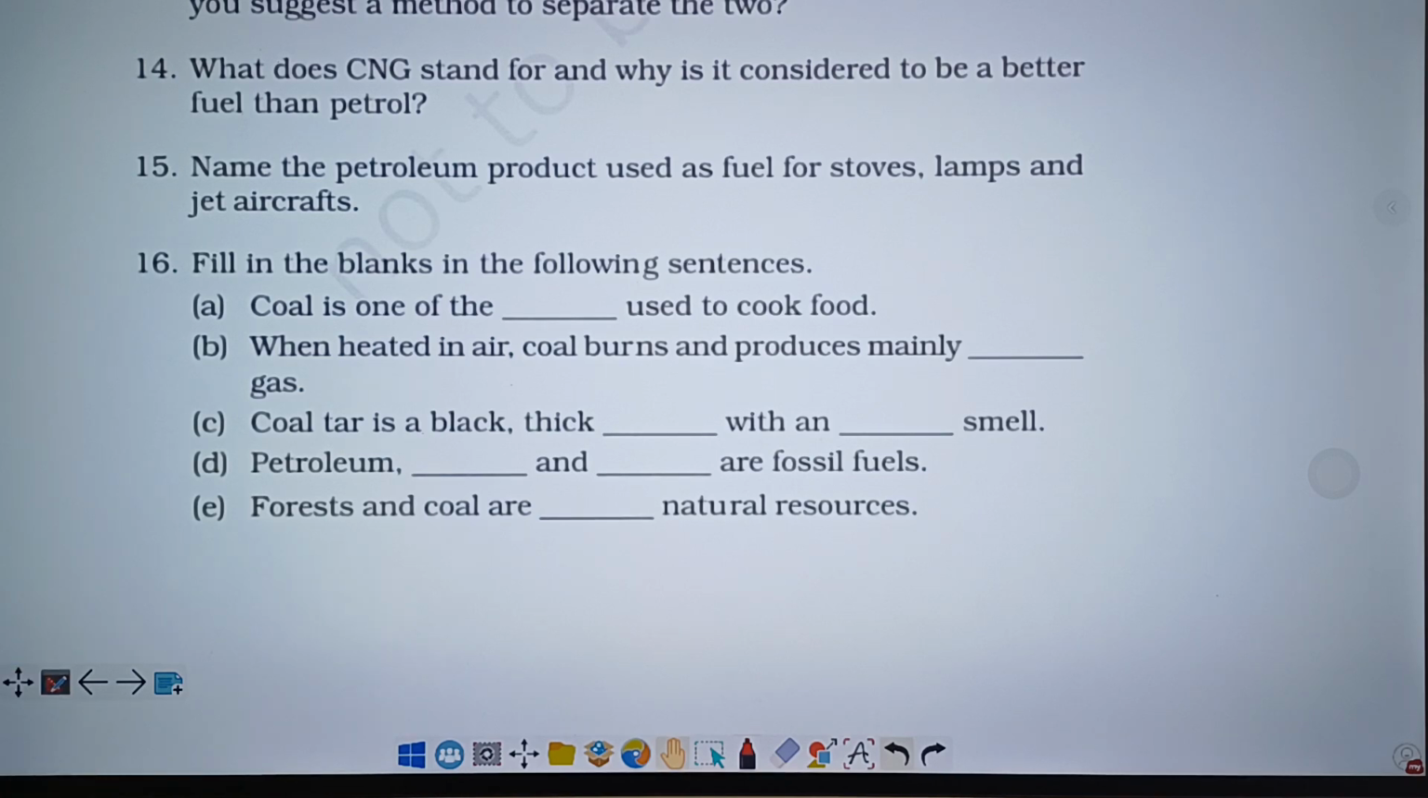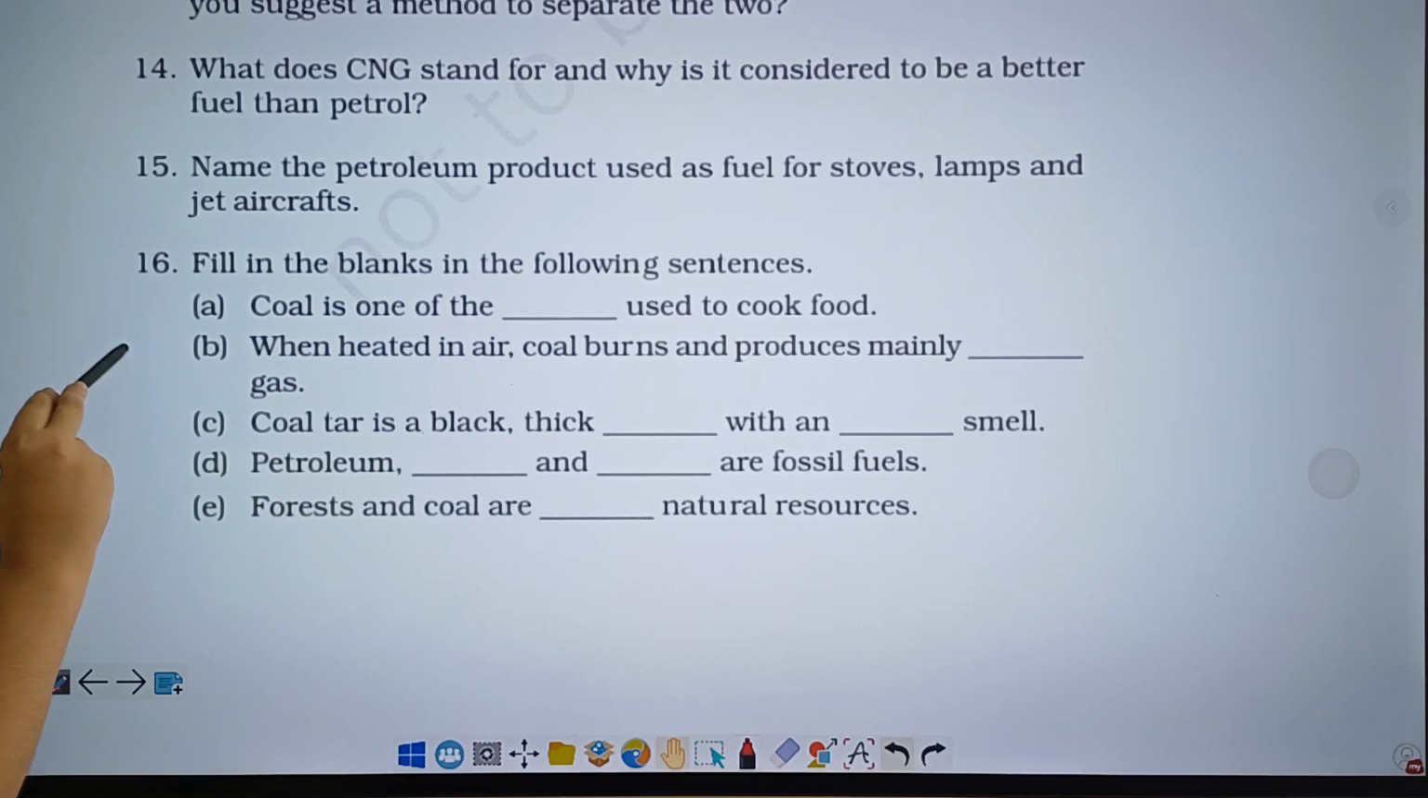Question 13. You are provided with a mixture of petroleum and water. Can you suggest a method to separate the two? Now, the answer for this question is decantation. The process of decantation can separate the mixture of petroleum and water. Now, let's go ahead and solve question 14.